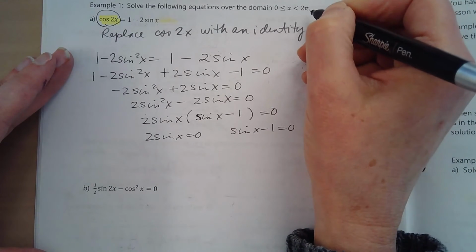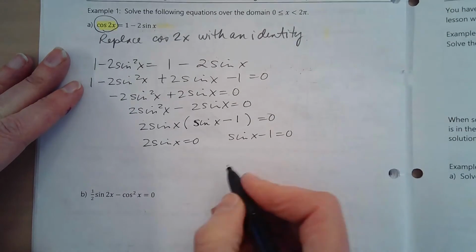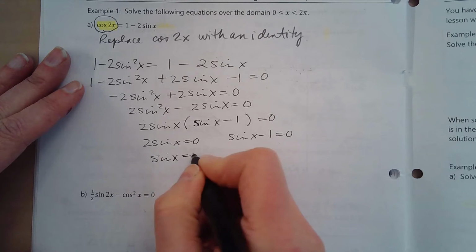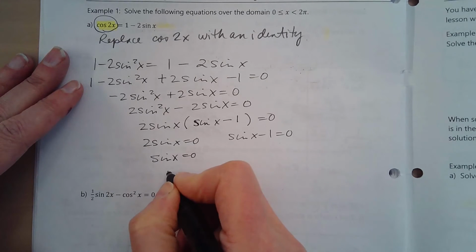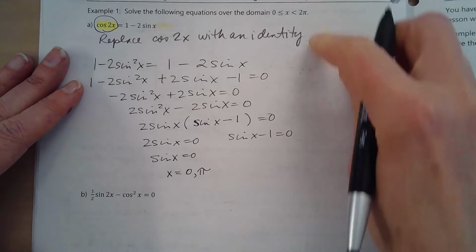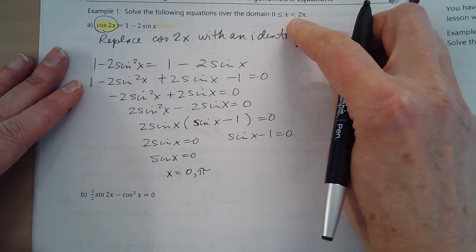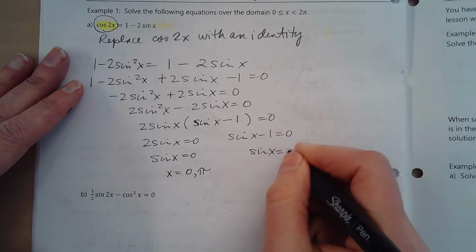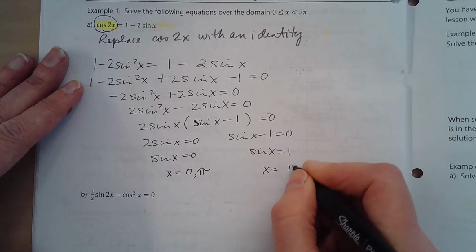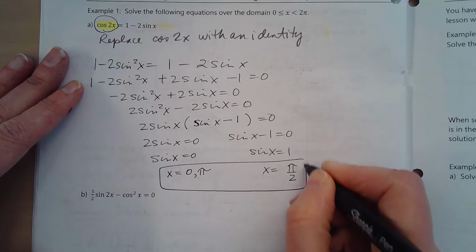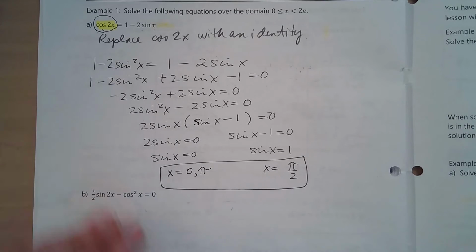Okay, my domain is in radians, just one rotation. So divide by 2, I'll have sine x equals 0 again. That happens at 0 and pi. Notice 2 pi is not included in my search area, so I just have to leave it 0 and pi. And here, sine x equals 1, and that happens at pi on 2. So these are my solutions to this question. Okay, good?